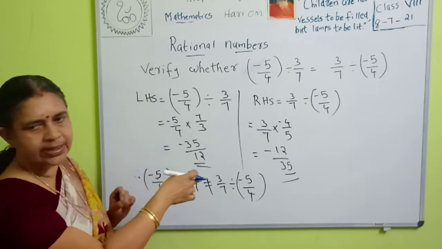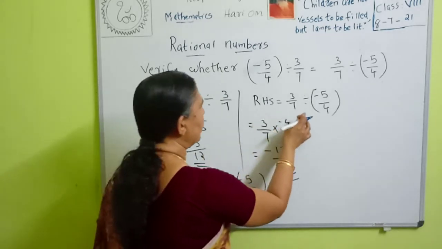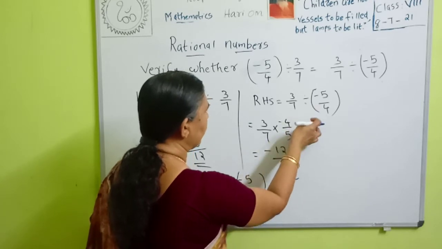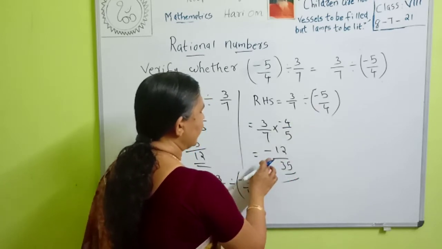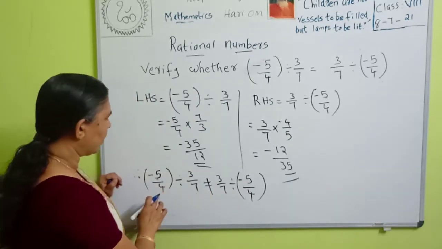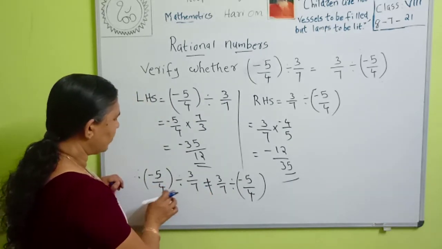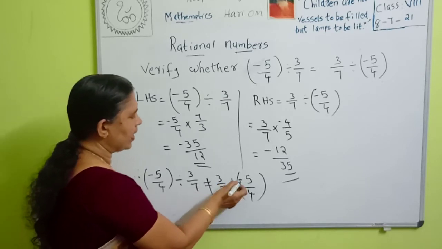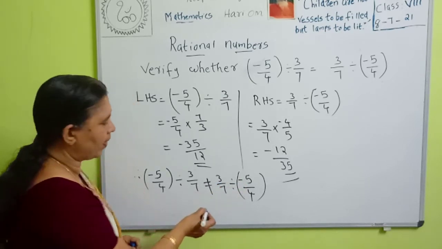Then the RHS is equal to 3 by 7 divided by minus 5 by 4. That is 3 by 7 into the reciprocal of minus 5 by 4, which is minus 4 by 5. That is equal to minus 12 by 35. Therefore, the answers are different. Therefore, what can we say? Minus 5 by 4 divided by 3 by 7 is not equal to 3 by 7 divided by minus 5 by 4. Okay.